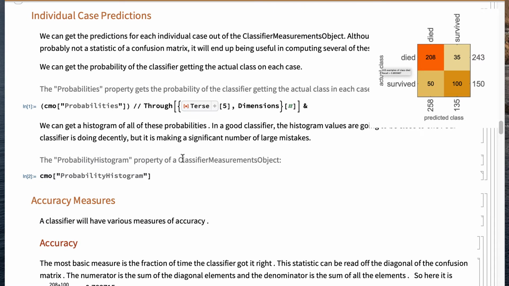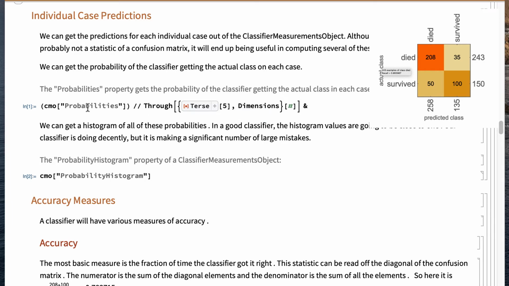I think I told you at the outset of this video that there were a few statistics, properties of classifiers that you couldn't quite get out of the confusion matrix, and I'm about to go through a couple of them. These are ones that look at how the classifier behaves with respect to each person or line or whatever it is that it confronts. And so if I ask for the probabilities property of the classifier measurements object, I get the probability that the classifier got the actual class in each case.